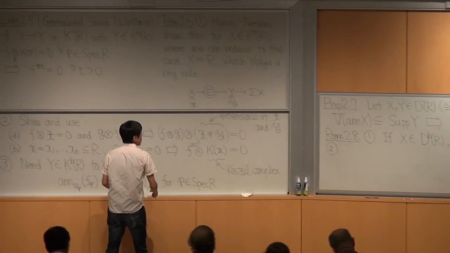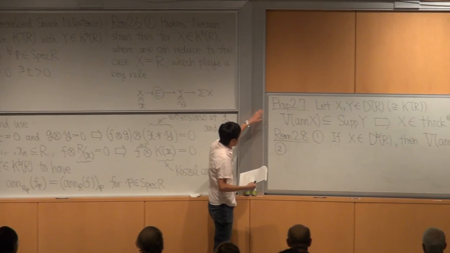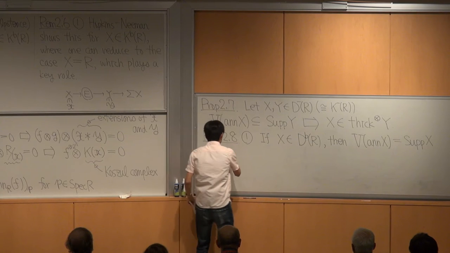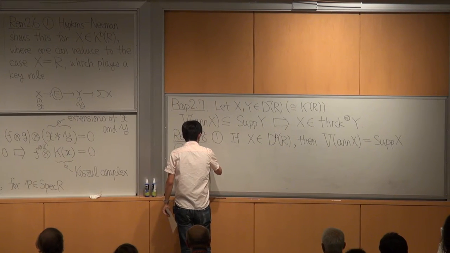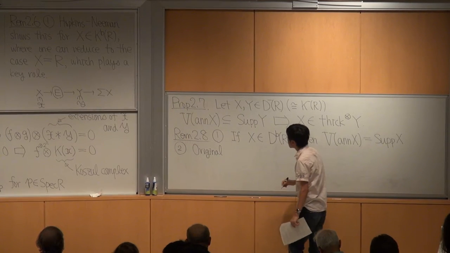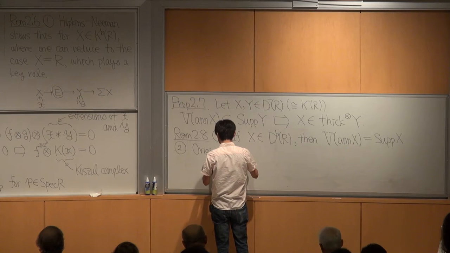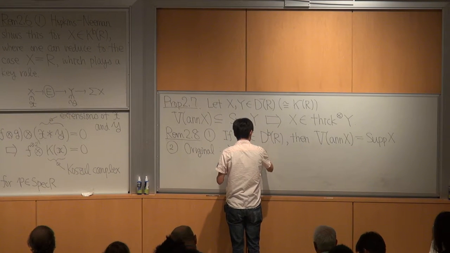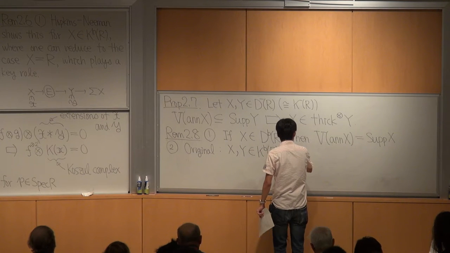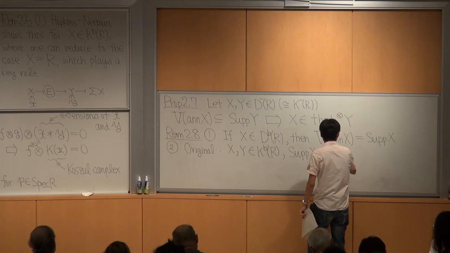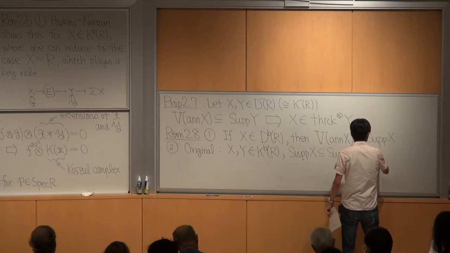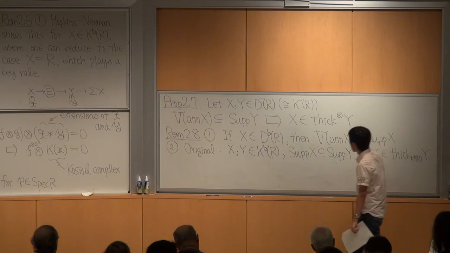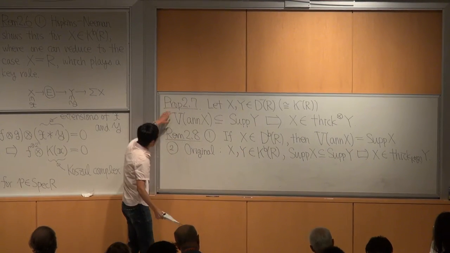And in the original Hopkins-Neeman theorem, there is a corresponding result to this proposition. In the original version in the paper of Neeman, the statement is as follows. If x and y are in KBR, and if the support of x is contained in the support of y, then x belongs to the thick closure of y. So it is very similar to this proposition, but the difference is here.